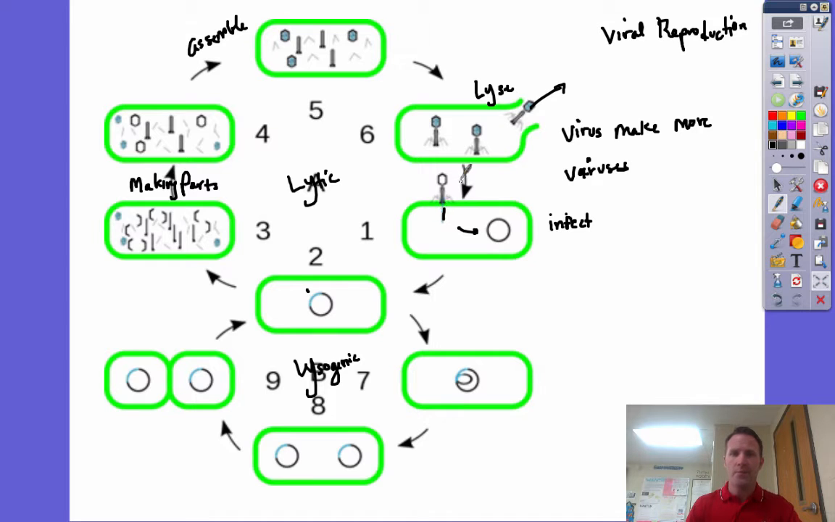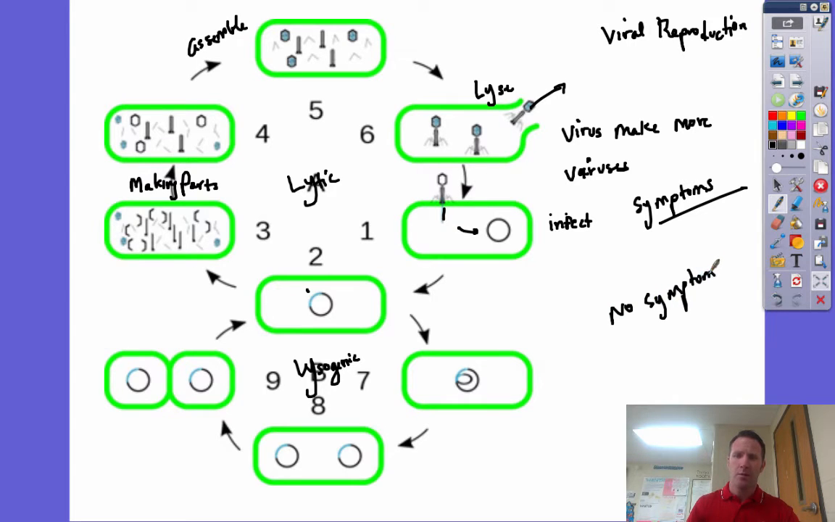And so if you're in the lytic cycle, if you're the host, you're probably showing symptoms of being infected because you're losing cells. You're getting your cells destroyed. It's killing cells. Okay. If you're in the lysogenic cycle, that's different. You're not going to show symptoms.